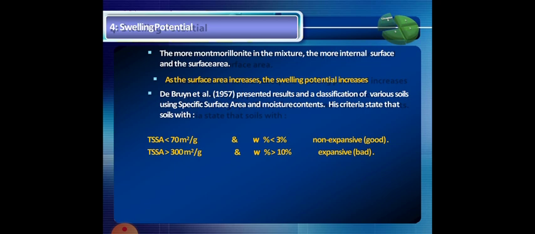Now we'll talk about the swelling potential. The more montmorillonite in the mixture, the more internal surface and the surface area. As the surface area increases, the swelling potential increases. D. Brian et al. 1957 presented results and a classification of various soils using specific surface area and moisture contents. His criteria state that soil with TSSA less than 70 meters squared per gram and W percentage less than 3% is non-expansive, obviously good. TSSA greater than 300 meters squared per gram and W percentage greater than 10% is expansive, so it is bad.